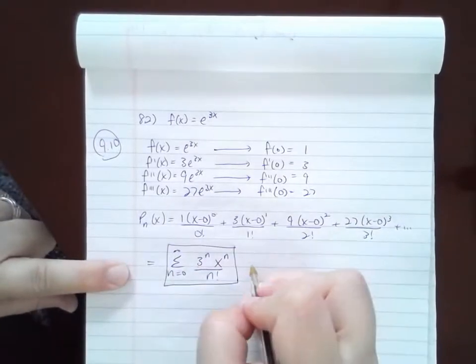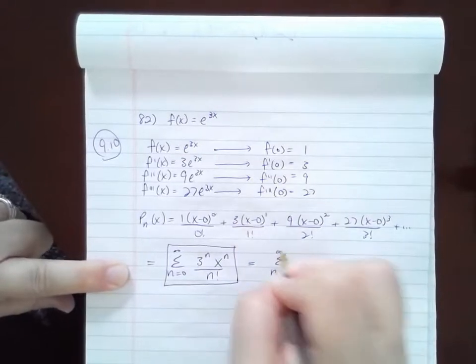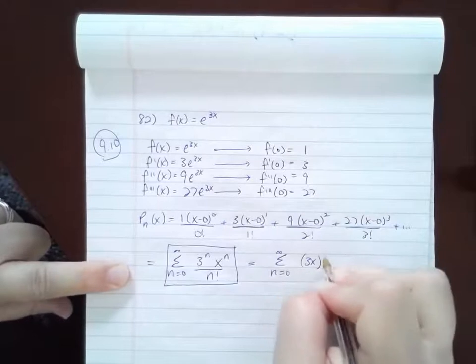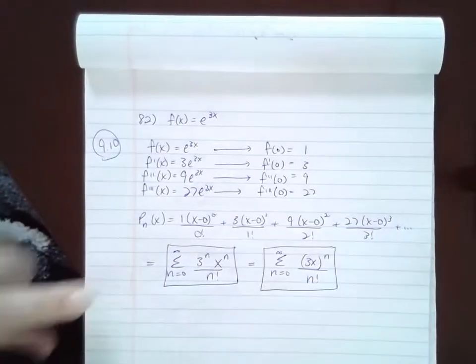You could also put the 3 and the x together since they share an exponent and write it as (3x) to the n over n factorial. Both of those would be appropriate.